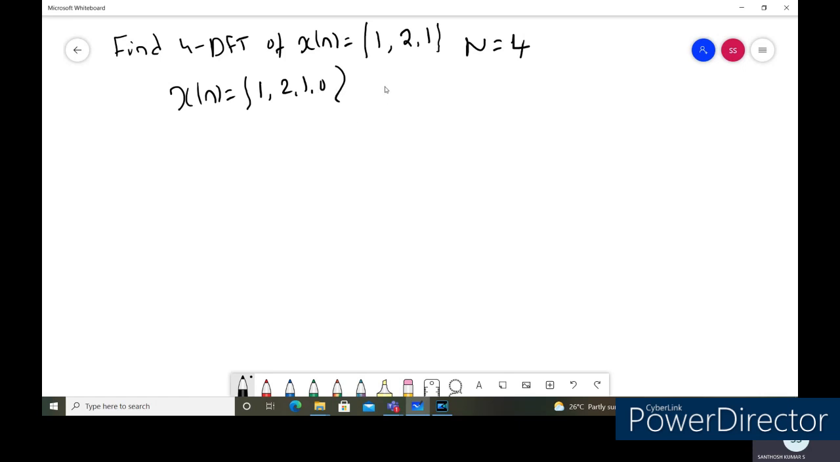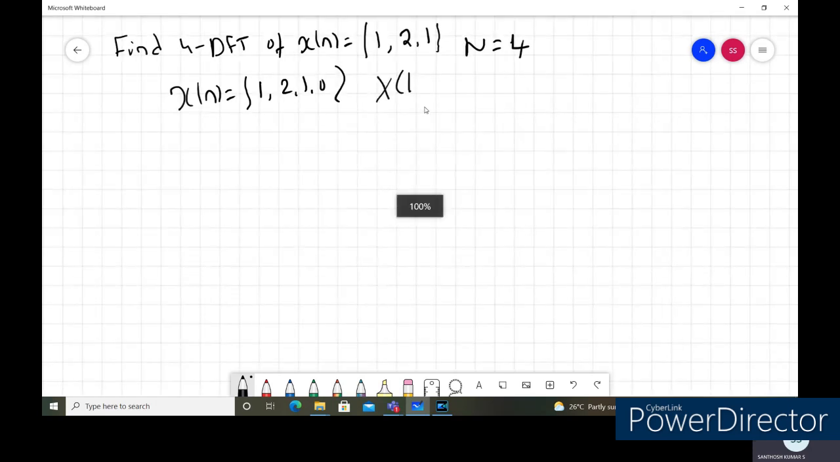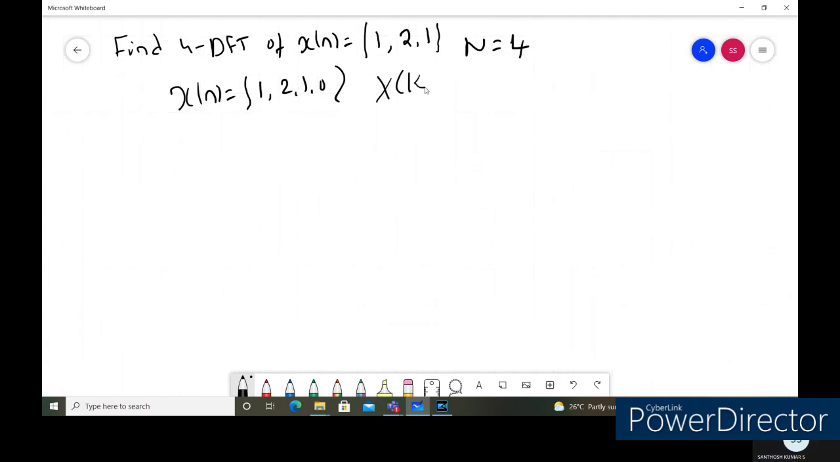So now let us write the formula for the DFT. The DFT of the sequence is X of k, which is equal to the summation of x of n.